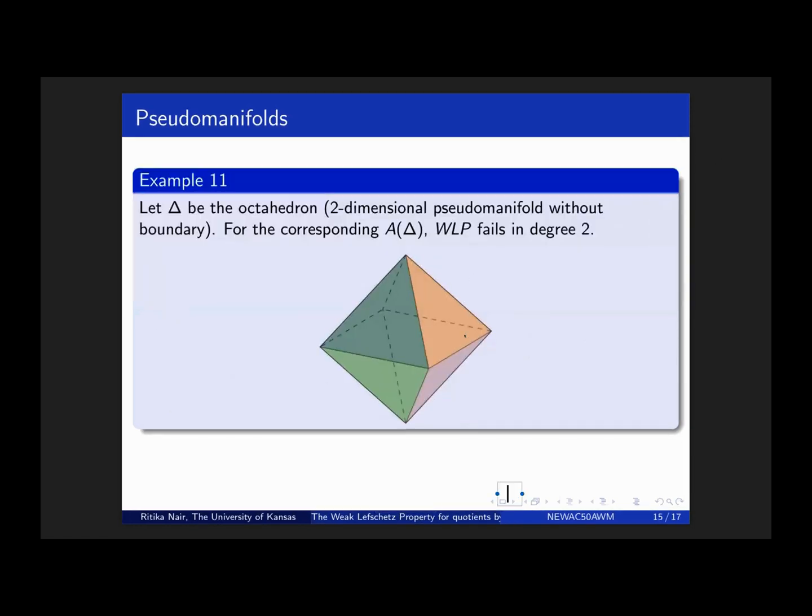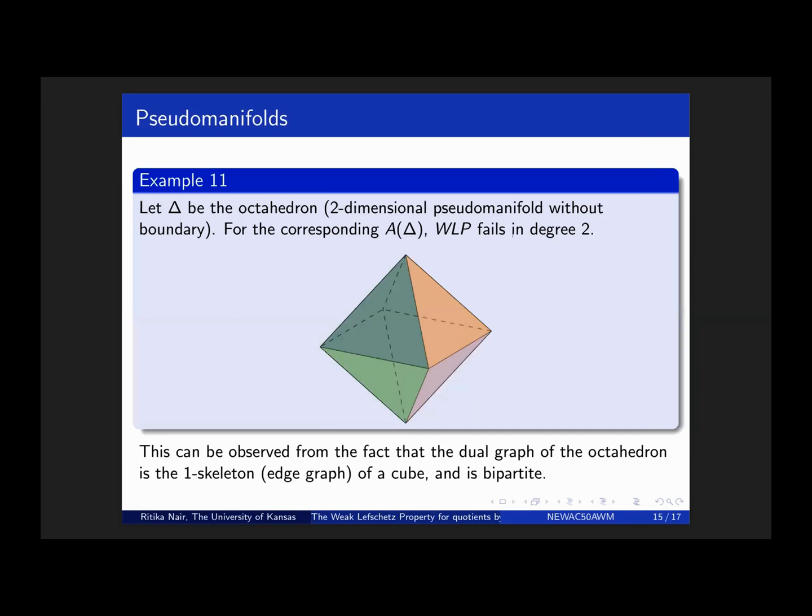So suppose we are taking the octahedron as the abstract simplicial complex. So this is actually a pseudomanifold without boundary because, as you can see, every edge is incident on two facets. Now, in this case, it's observed that the Lefschetz property is not holding in degree 2. The reason being that the dual graph of this complex is actually just the edge graph of a cube.